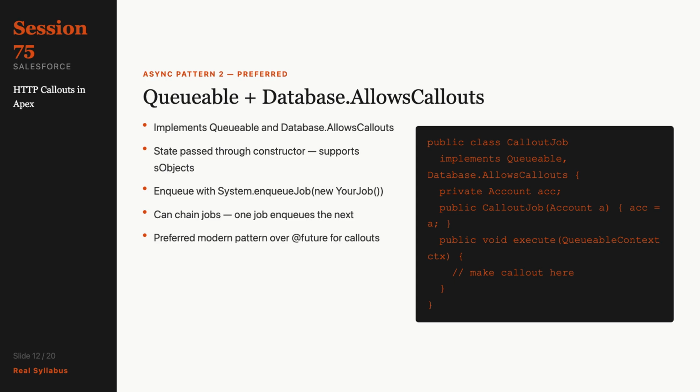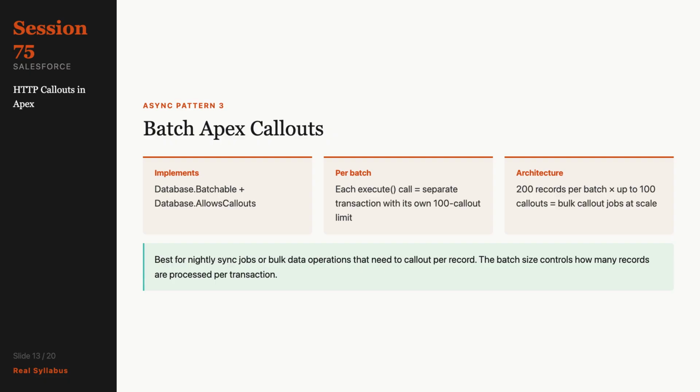Batch Apex callouts. A batch class can make callouts in its execute method if it implements Database.AllowsCallouts. Each execute call is a separate transaction, so each can use the full callout limit. This is the architecture for bulk callout jobs. 200 records per execute batch, each batch making one callout per record up to the 100 callout limit.